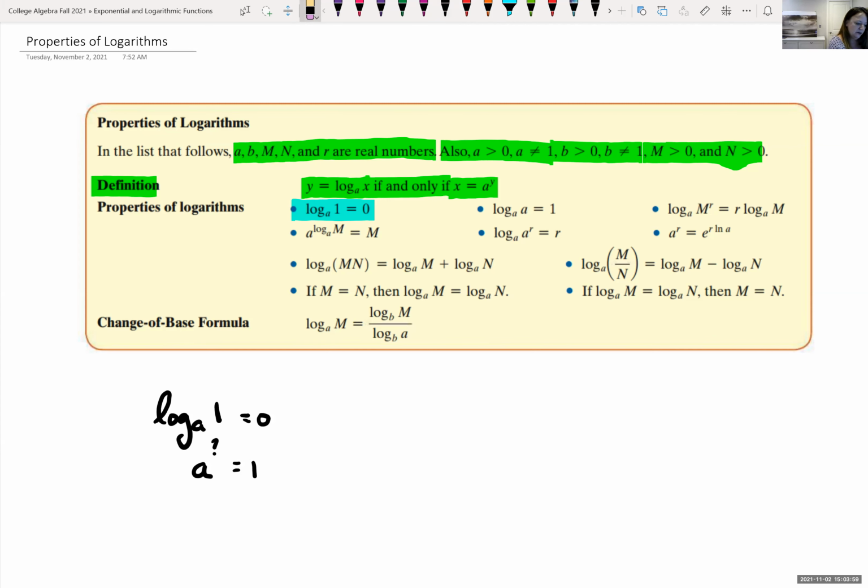The next one we have is log base a of a is equal to 1. Again, if we think about this by definition of exponents, what would we raise a to get back a? Well, we would raise a to 1 to get back a.